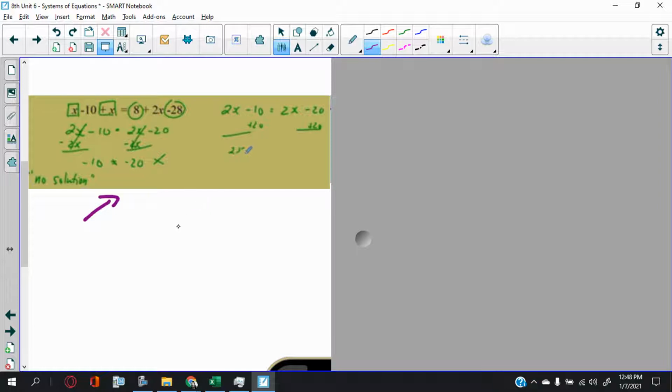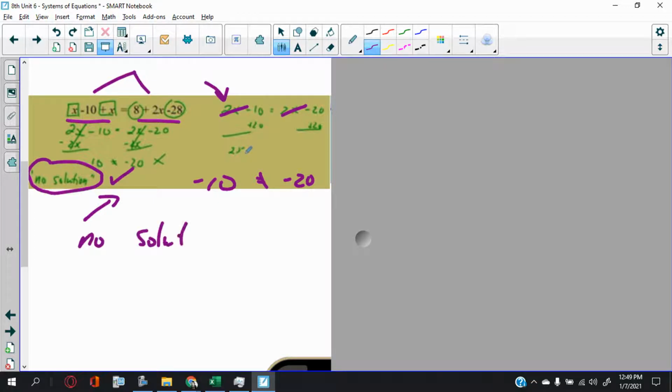Now, back in the day, when we were solving equations with variables on both sides, such as this, and at the end, when you subtract, you realize that all you're left with is negative 10 equaling negative 20, which is not true, I said that would indicate that these two equations have no solution. So that's what we had talked about months ago now.